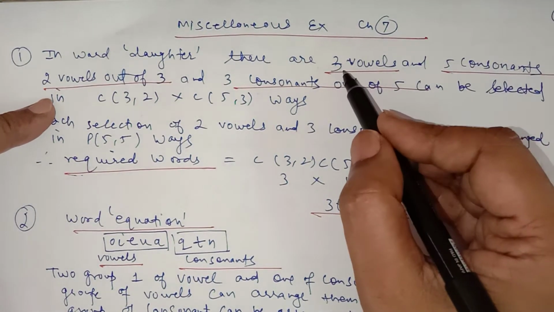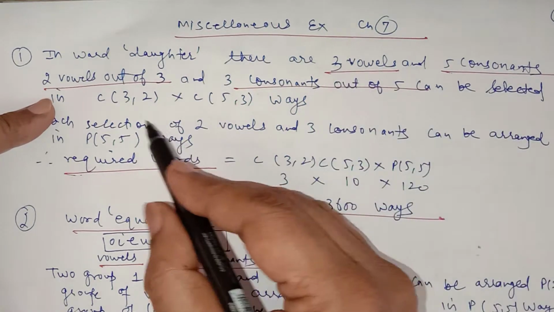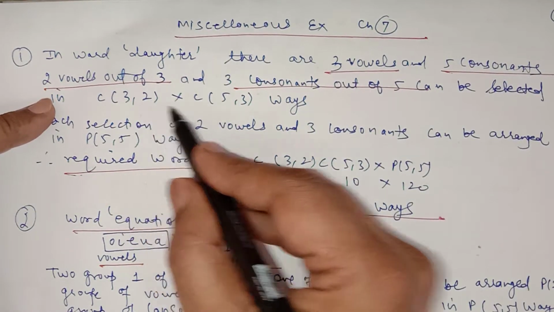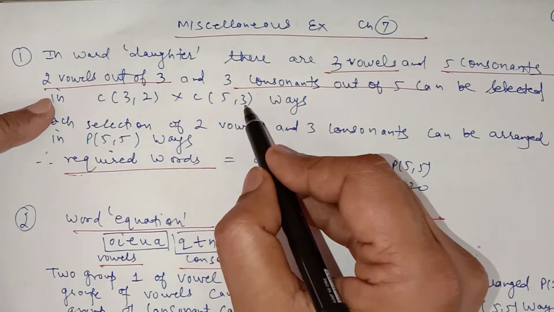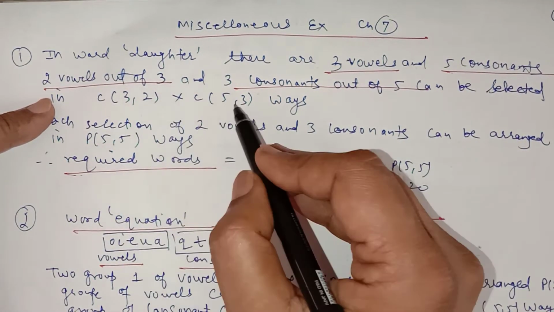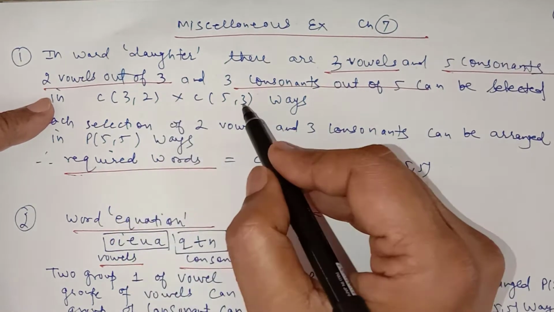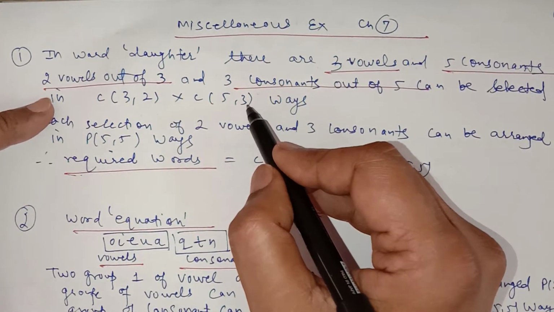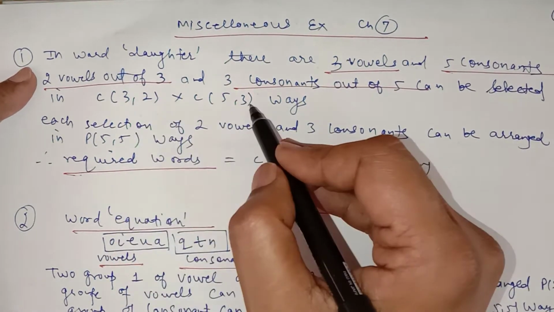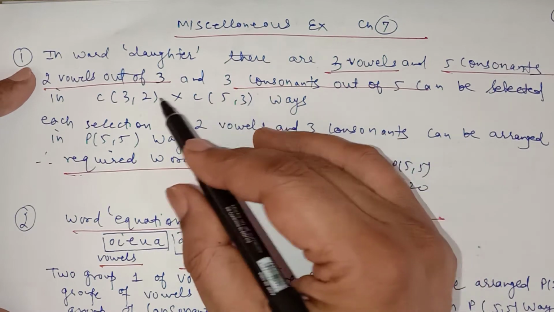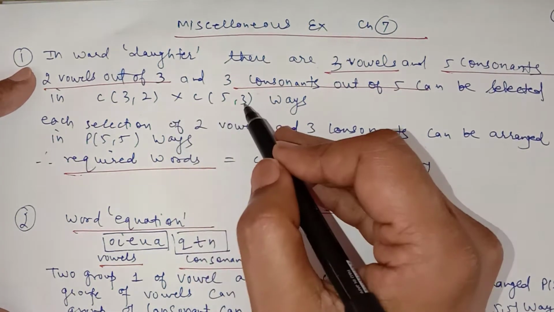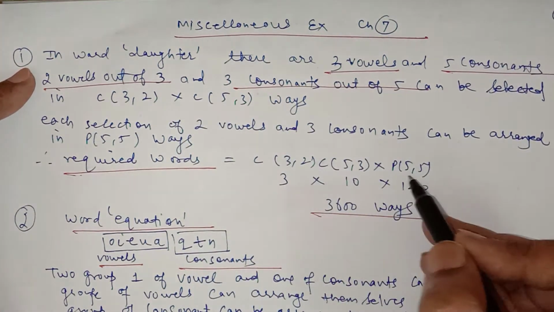So first of all you have to select 2 vowels out of 3, combination of 3, 2, and you have to select 3 consonants out of 5, that is combination of 5, 3. So these are the selection of 5 alphabets, out of which 2 are vowels and 3 are consonants, that is non-vowels. Now 5 alphabets have been selected. Now you have to make a word. Word means arrangement. So it means you have to arrange them. How many alphabets do you have to arrange? That is 5. So it will be permutation of 5, 5.